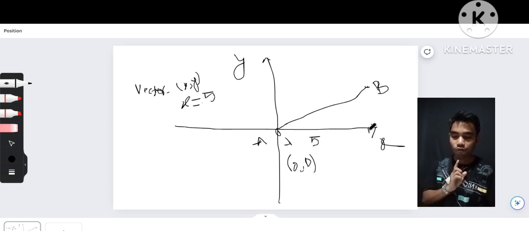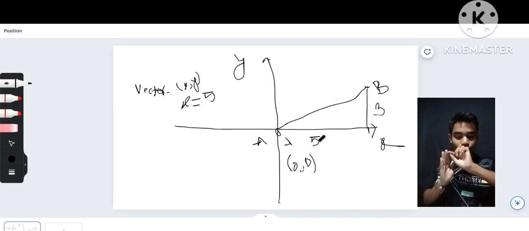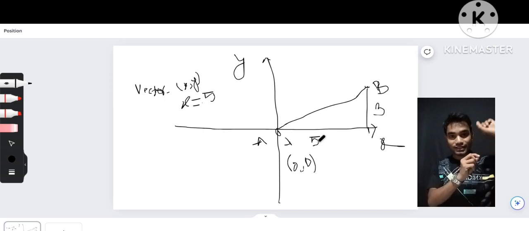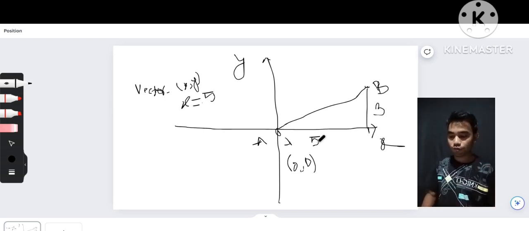Then we go along the y-axis. Let's suppose this one is 3. So we have gone 5 along the x-axis and 3 along the y-axis. Basically we need to add this vector to any game object we want to move. So we add this vector to that game object, so that the game object will move from point A to B.